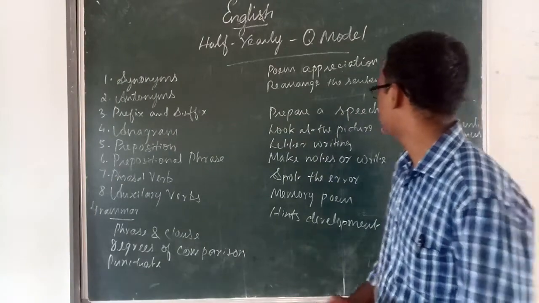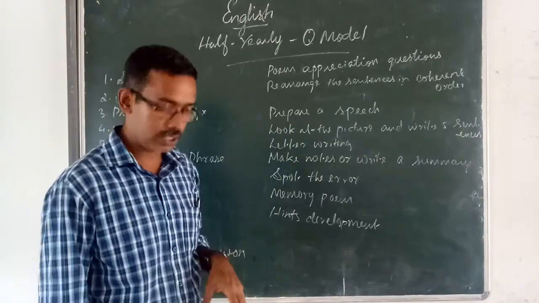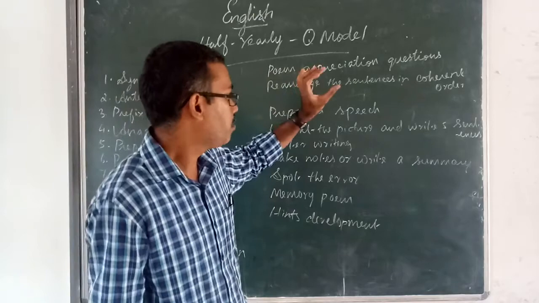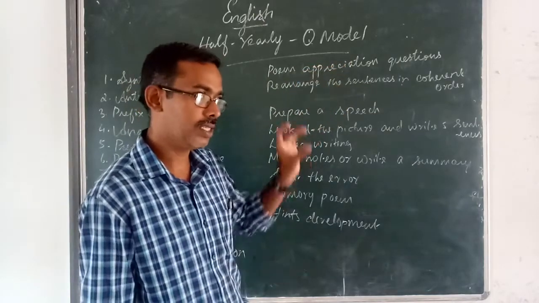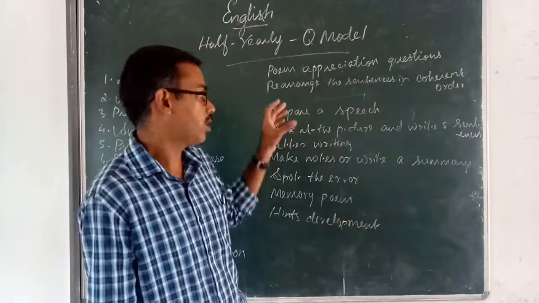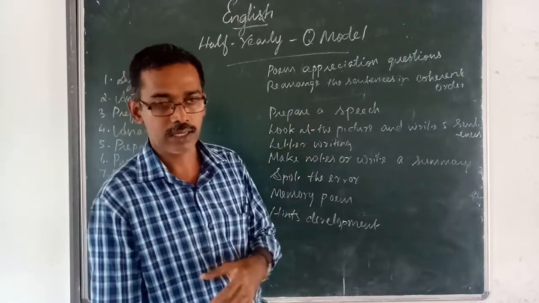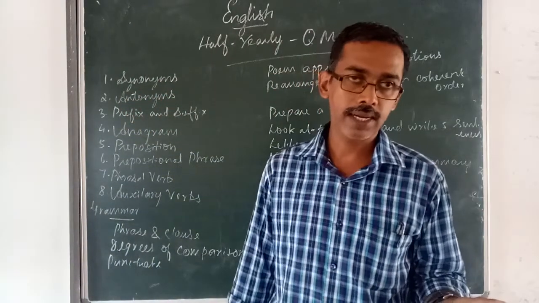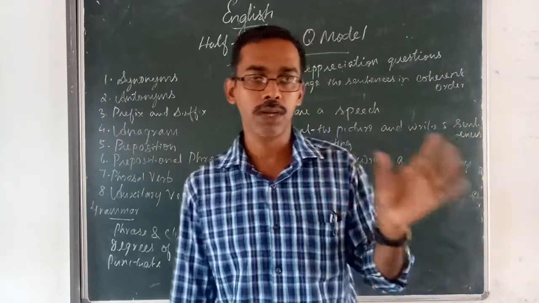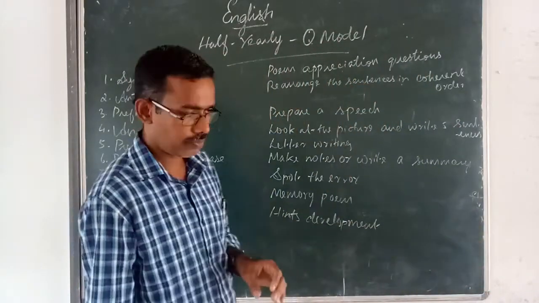Next one, poem appreciation question. Poem appreciation questions can be asked in 2 types. In a poem appreciation question, 2 or 3 lines of the poem will be given, and 2 questions will be asked based on the poetic lines. It is also available in the guide, and you can go through that. That means poetic lines will be given, questions will be asked, and you have to answer the questions.